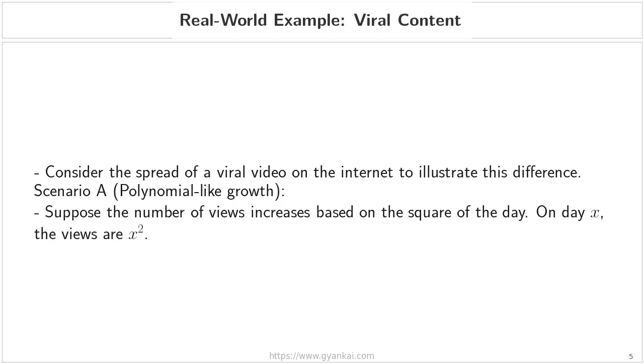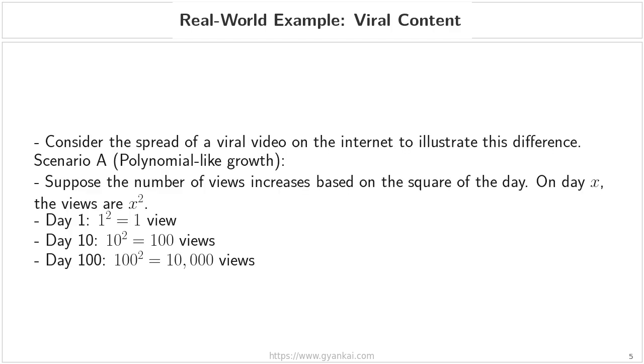First, let us look at scenario A, which represents polynomial-like growth. In this case, suppose the number of views increases based on the square of the day. This means that on any given day, x, the total views are calculated as x squared. To see how this progresses, on day 1, we have 1 squared, which is just 1 view.